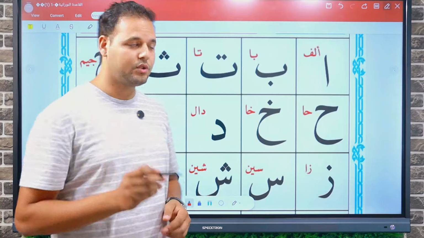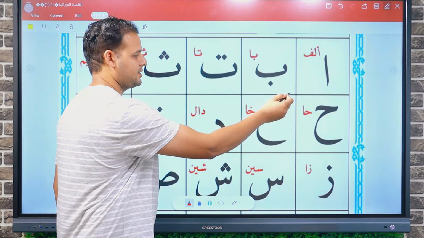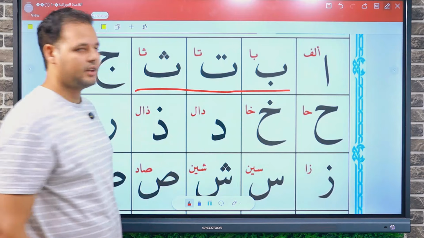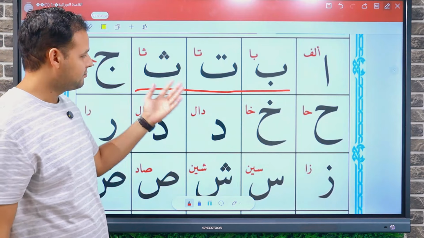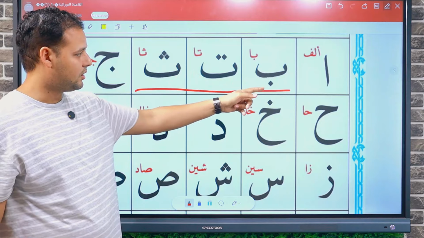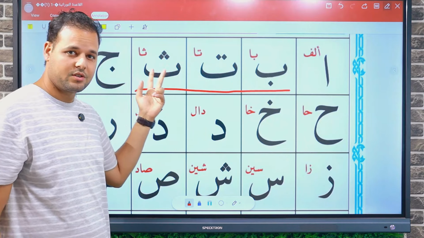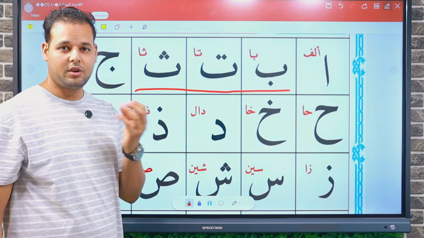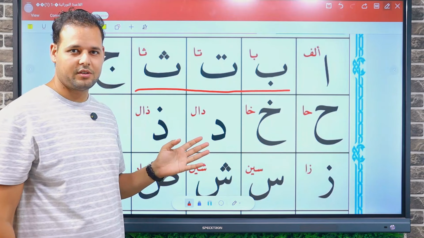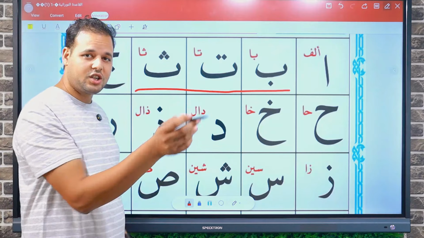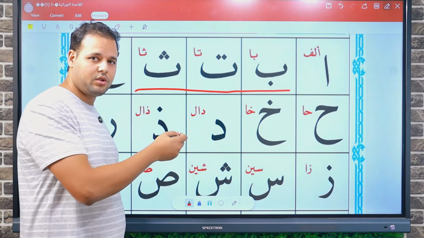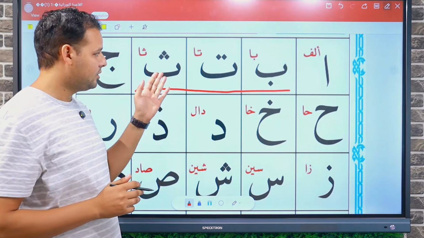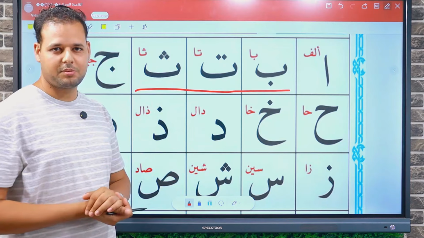I want you first to notice that the letters of the alphabet are like brothers and sisters. For example, this part, they have the same shape, except the dots. So one dot down, two dots up, three dots up. And this is the most important part that I want you to focus on: where are the dots and how many are they? Because the shape is going to change later on when we go into the course. So put your mind into the dots and a little bit in the shape.